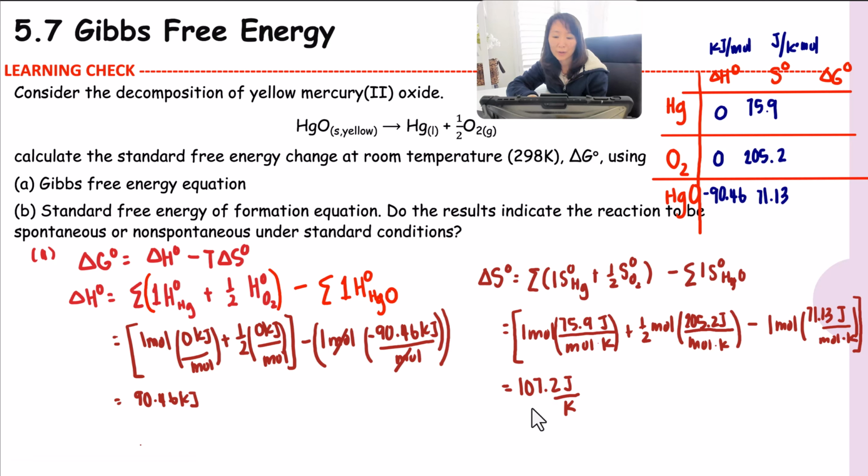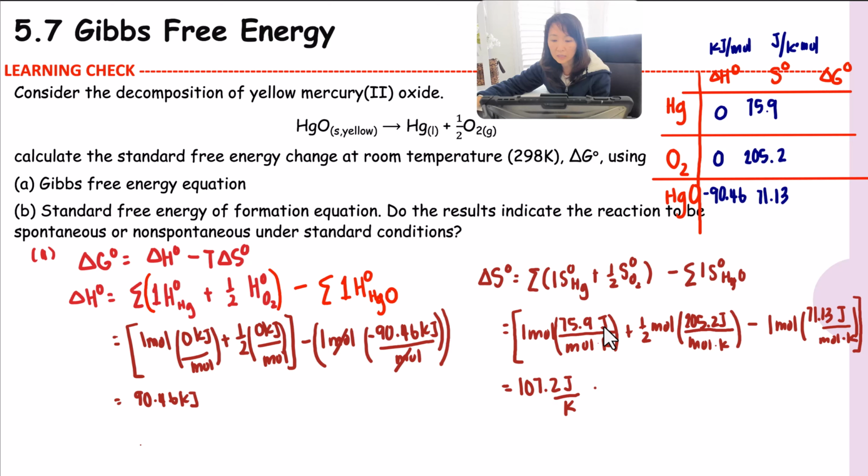So hopefully you were able to get 107.2 joules per Kelvin. Please note that there is a Kelvin sign and this is joules. If you look on the left, the enthalpy is in kilojoules. So you must change this into kilojoules, or you must change the other one into joules. Either will work, but I'm going to go ahead and put this in kilojoules.